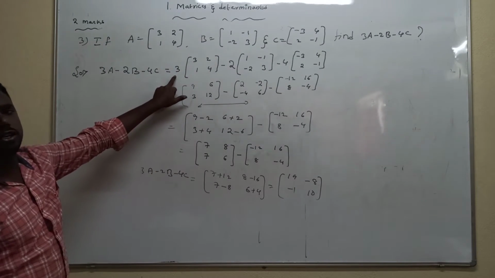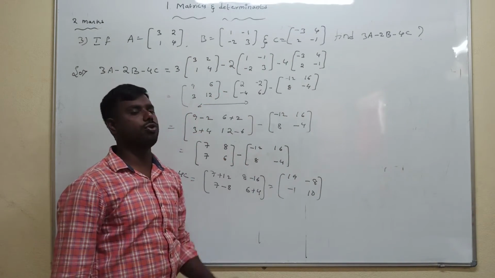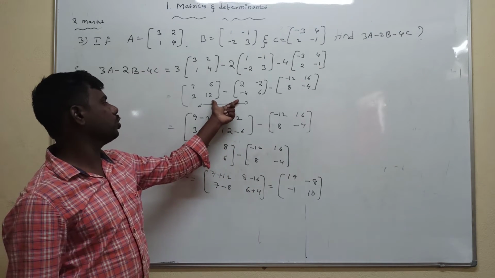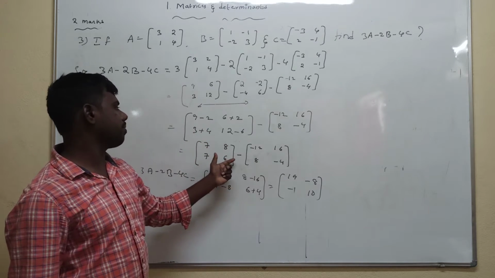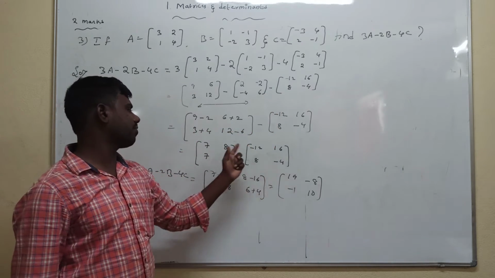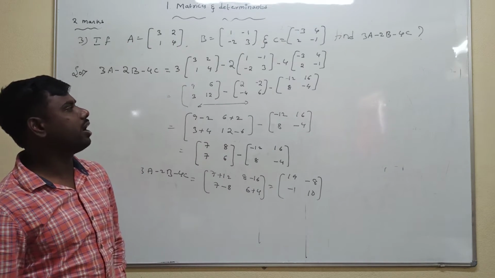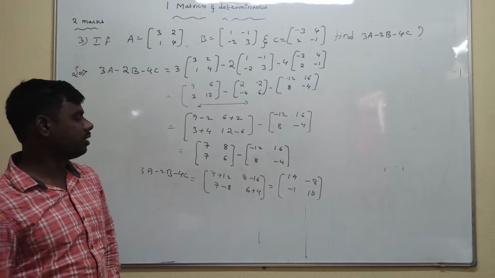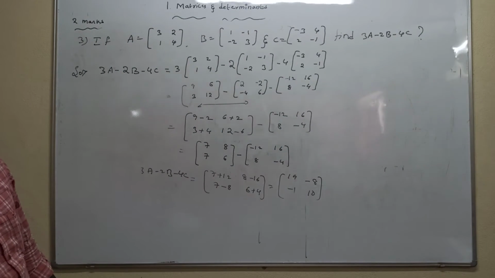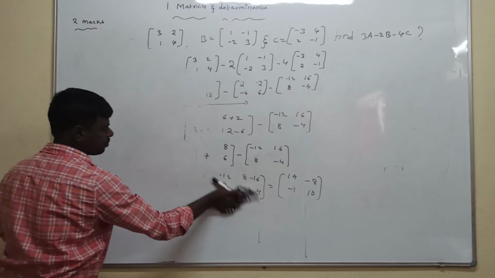Each element of the A matrix is multiplied by 3, each element of the B matrix by 2, and each element of the C matrix by 4. After that, first we have to calculate those two matrices, subtracting corresponding elements. We get the matrix 7, 8, 7, 6, minus this third matrix written as is. After that, we subtract the corresponding elements. Finally, we get the required answer: 3A minus 2B minus 4C is equal to 19, minus 8, minus 1, 10. So you understood how to find this one. Next we are discussing about the fourth one. So very easy.